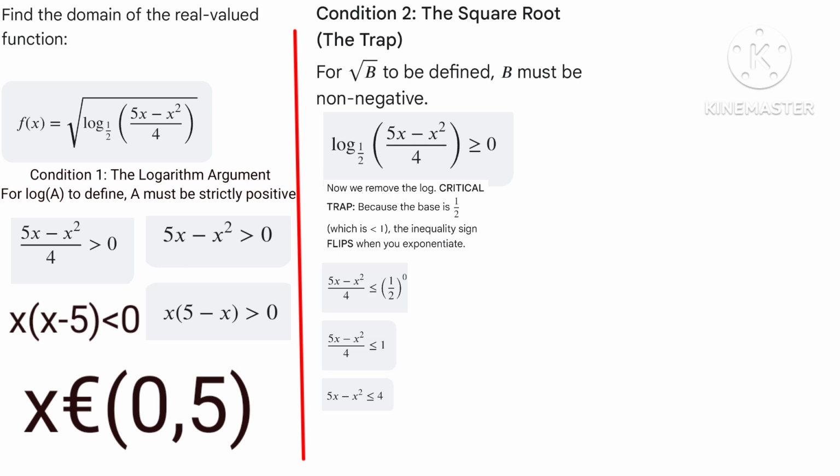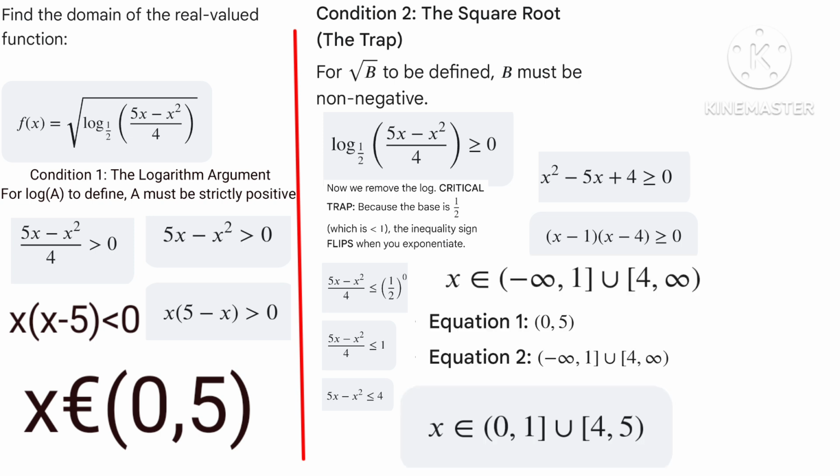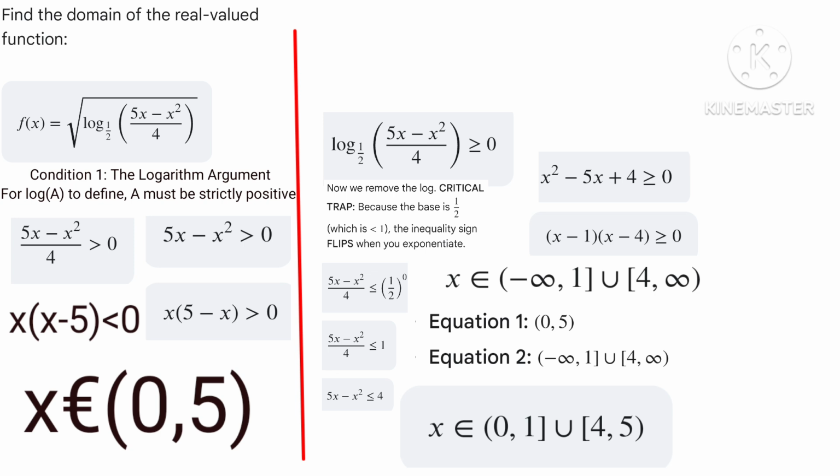So 5x minus x square by 4 is less than or equal to 1 by 2 whole power 0. 5x minus x square by 4 is less than or equal to 1. 5x minus x square is less than or equal to 4, when you transpose the 4 to the other side. After solving the inequality, we get the solution given above. Please check it. The final solution is x belongs to 0, 1 union 4, 5.